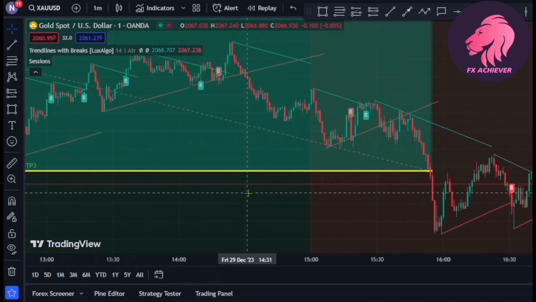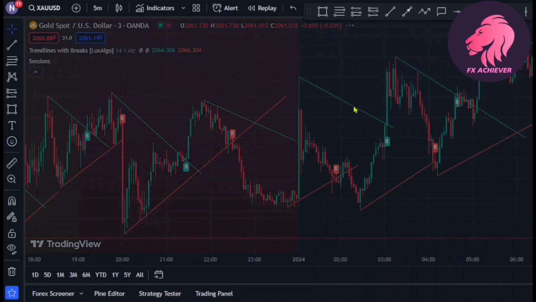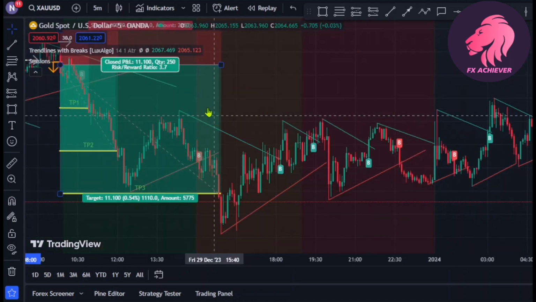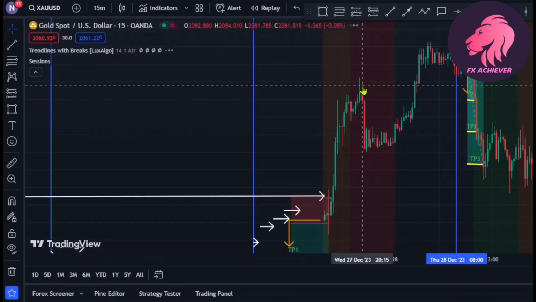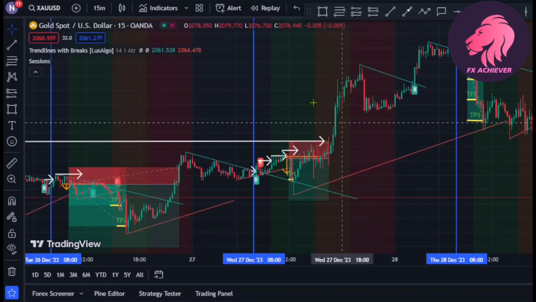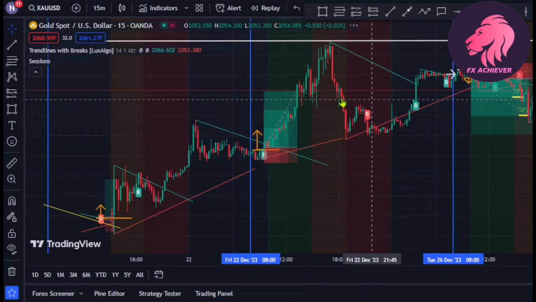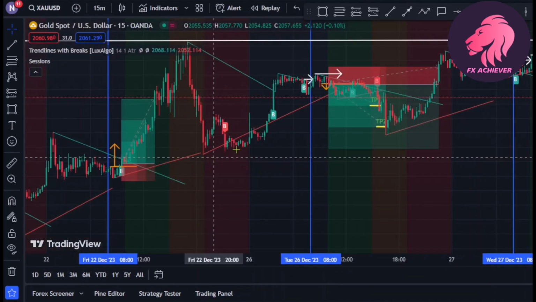But for me, this strategy on a 1 minute time frame is something which gives me some profit from the market. Let me zoom into a 15 minute time frame so you can check properly how I actually take my trades. So yeah, this is how I take my trades.